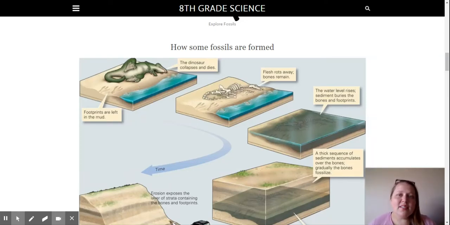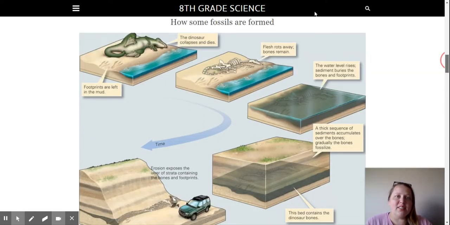Good morning, everyone. Let's talk about how fossils are formed. Okay, so you see my screen up here. It does say 8th grade science, but in 8th grade, some 8th graders learn about fossils again. So let's ignore that and let's look at how fossils are formed.